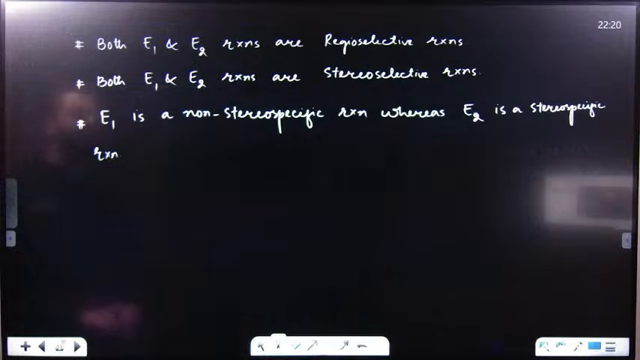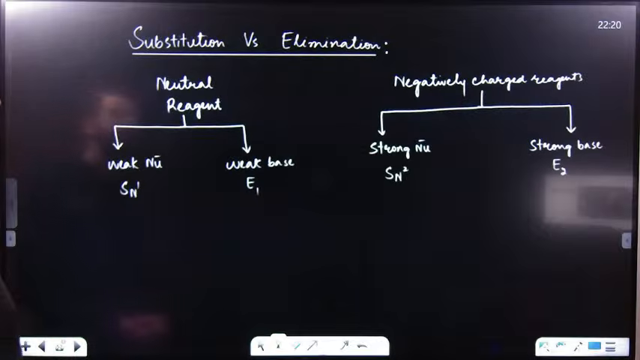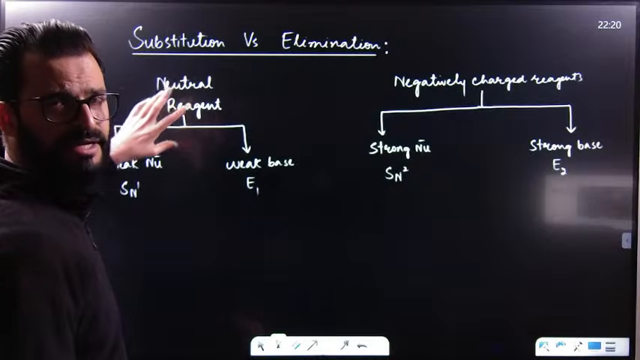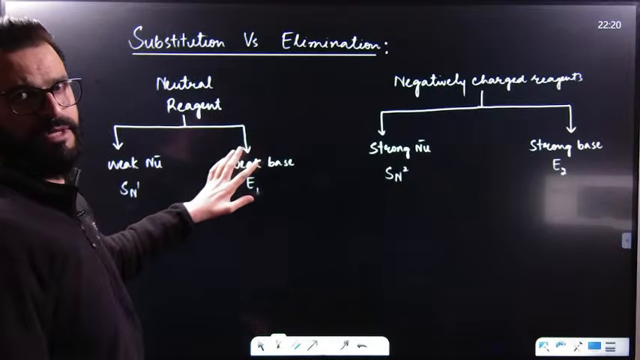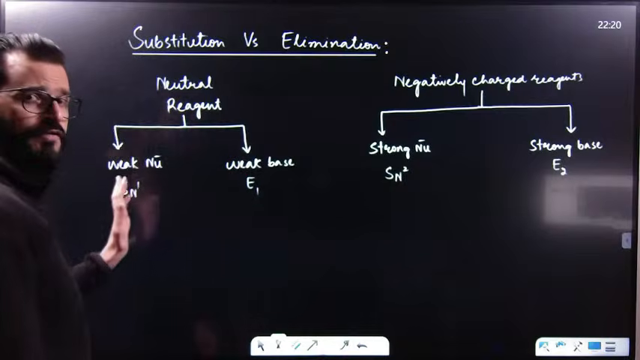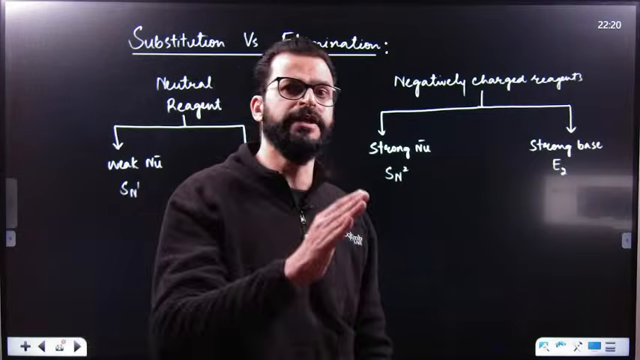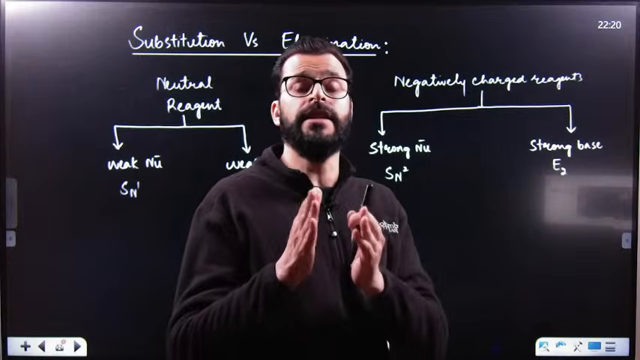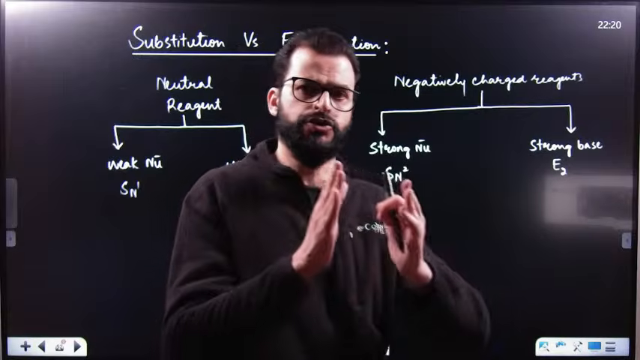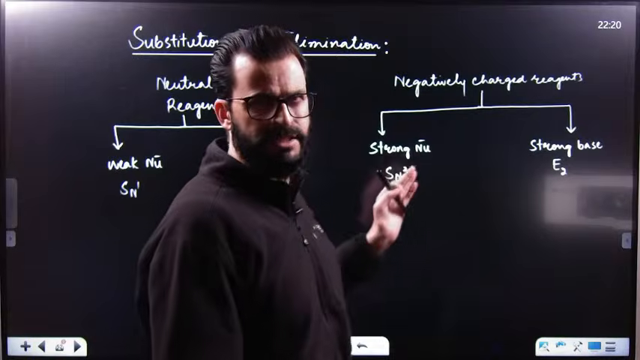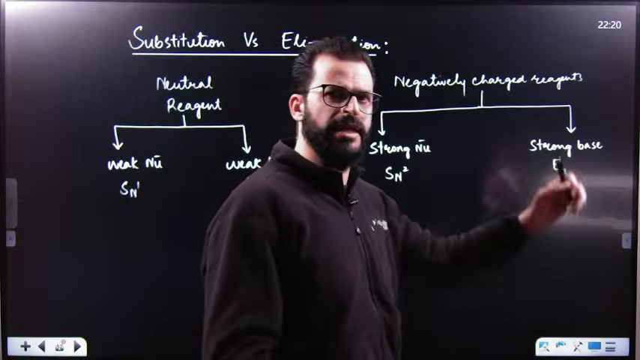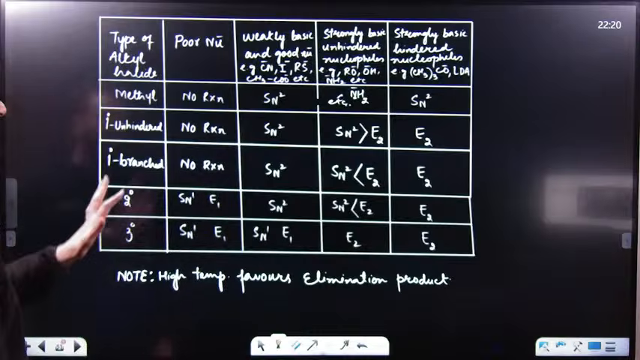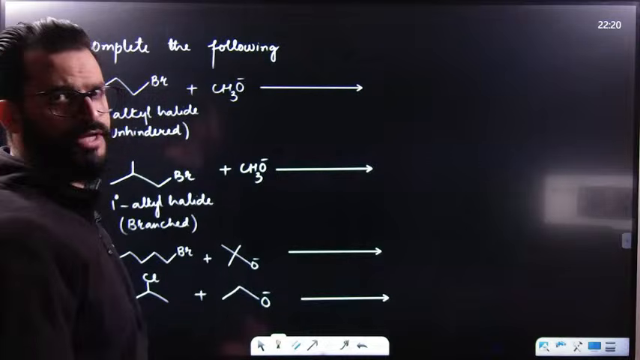Now, after that, next we have substitution versus elimination. Have a look. If you have a neutral reagent, remember it can be a weaker nucleophile or a weaker base. And if it is a weaker nucleophile or a weaker base, then SN1 or E1 will take place. Similarly, if you have a negatively charged reagent, then it's a stronger nucleophile or a stronger base. If it is a stronger nucleophile, then SN2. If it is a stronger base, then E2 reaction will take place. Now, you will remember this table, but I will show you a few examples so that you can understand easily.